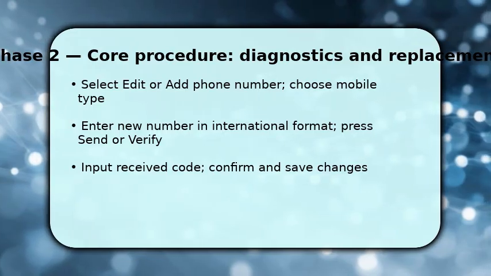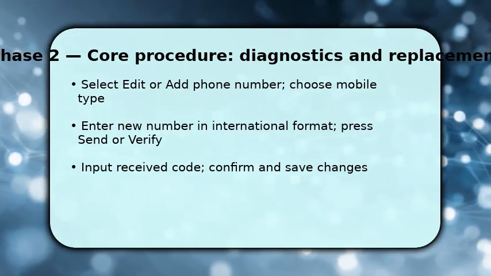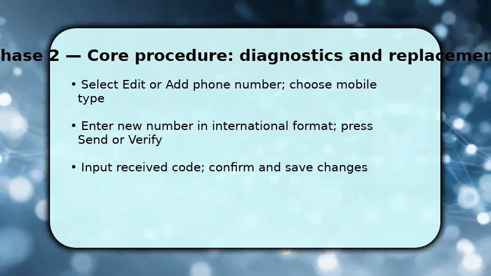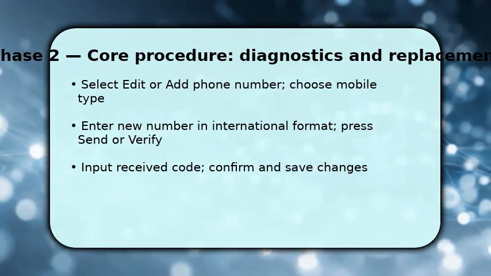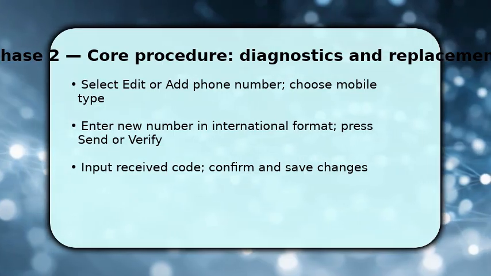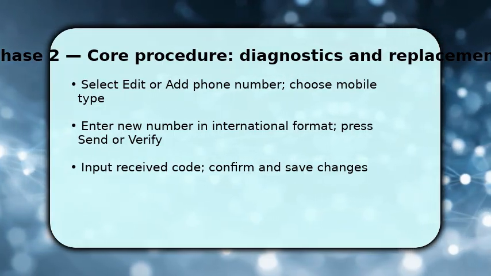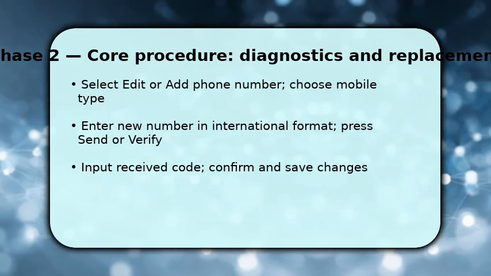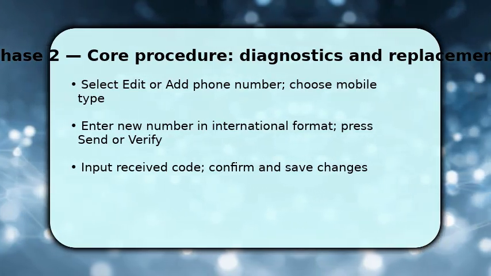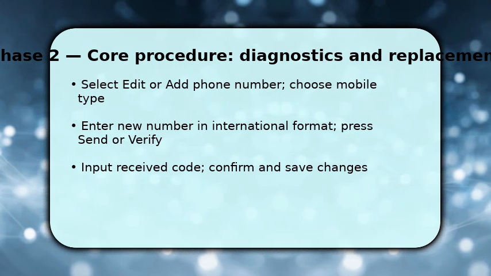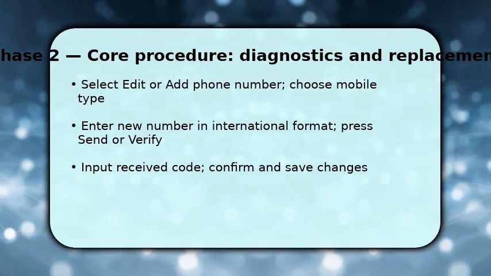Providers will text or call. Once the code arrives, type it exactly into the verification field, then confirm. Make sure to save changes and watch for a confirmation notification. If you use multiple accounts, repeat this step per account and update any linked services that rely on the old number. Finish by reviewing recovery options.